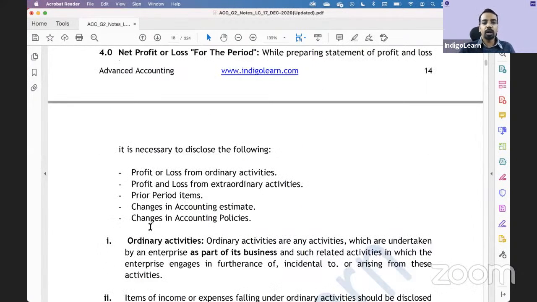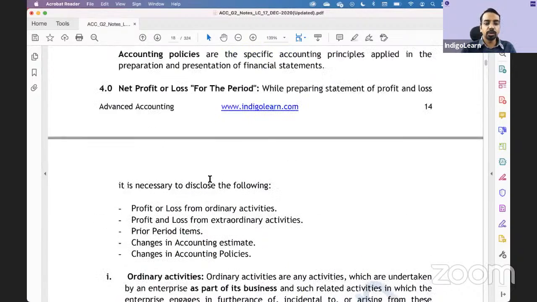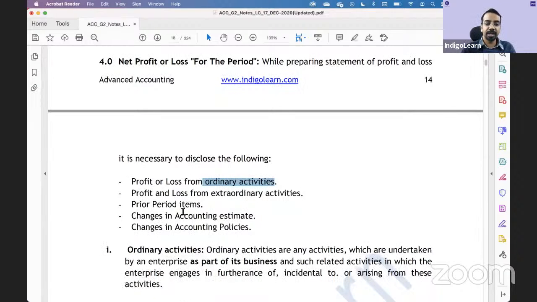Okay. So what all we discussed so far? While preparing the financial statement, you will disclose ordinary activities, extraordinary activities separately, prior period items separately, accounting estimates separately, and changes in accounting policies separately.